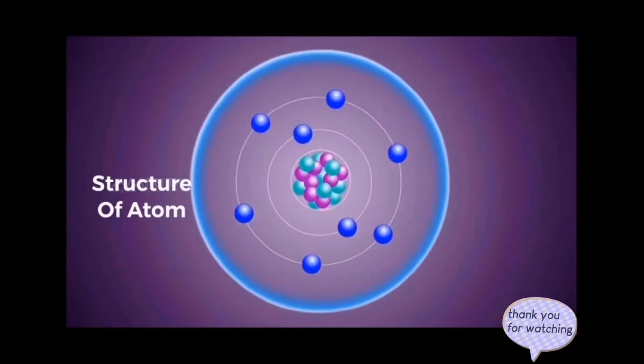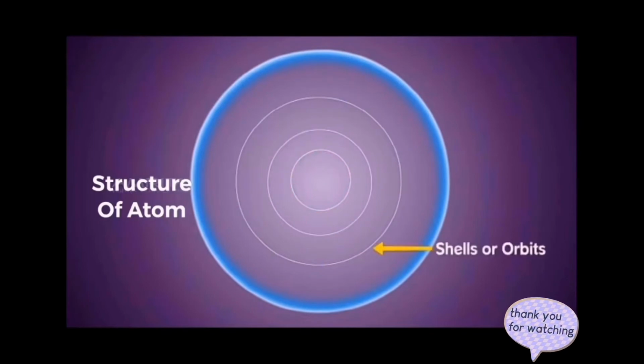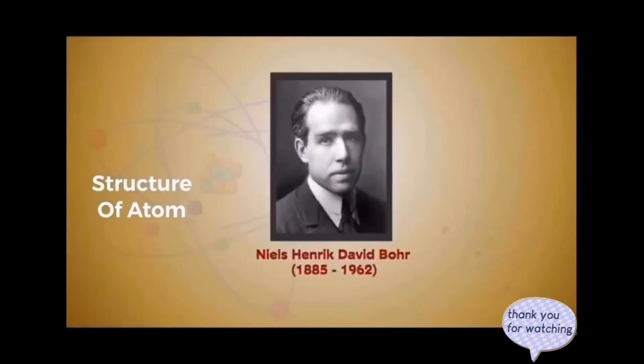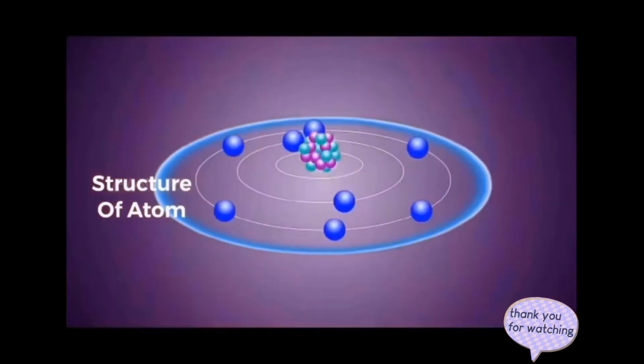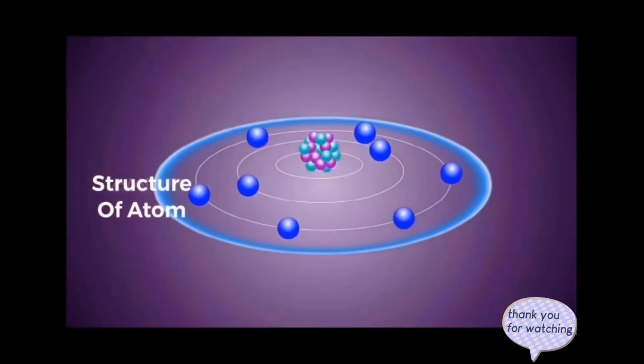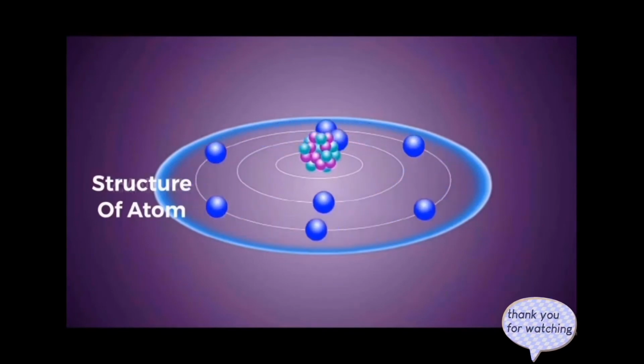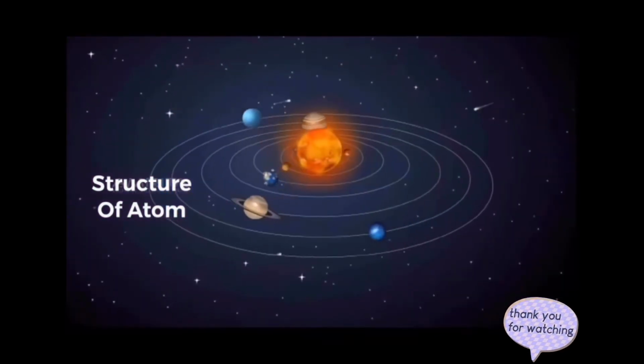Electrons are distributed in definite paths around the nucleus and are called shells or orbits. This concept was introduced by Niels Bohr. According to Niels Bohr, different electrons revolve around the nucleus. The atom has been compared to the solar system.